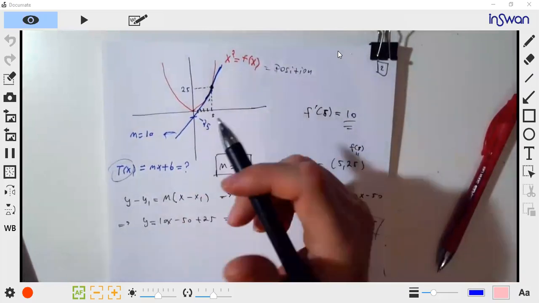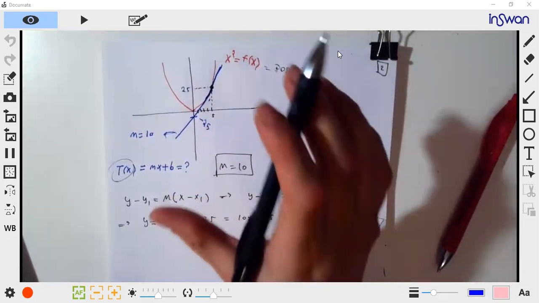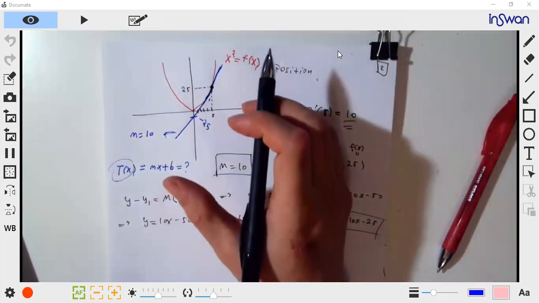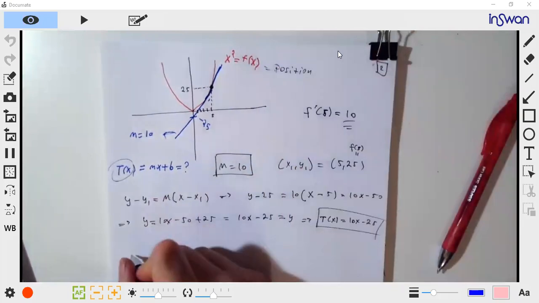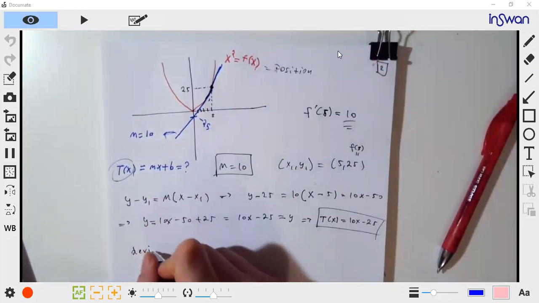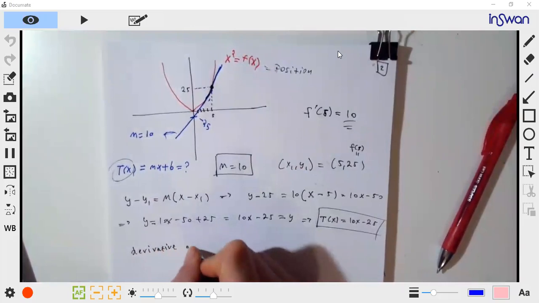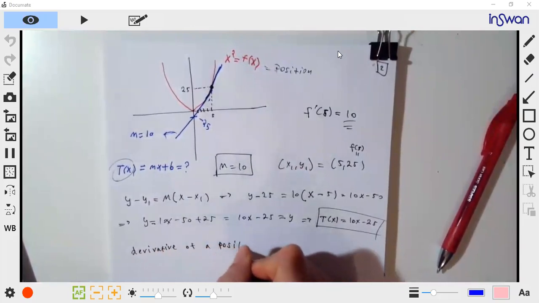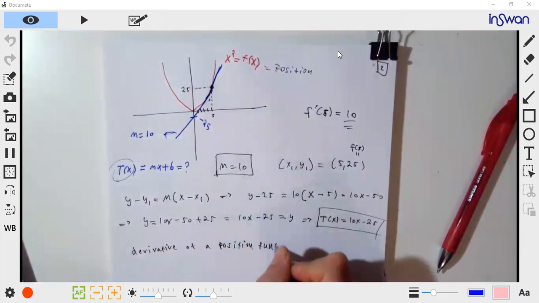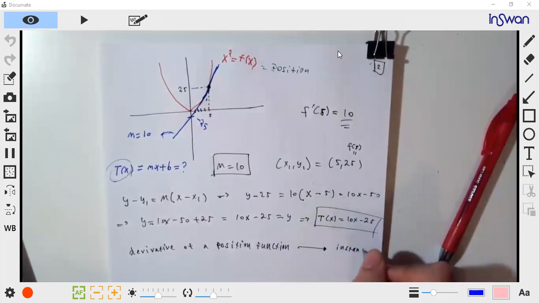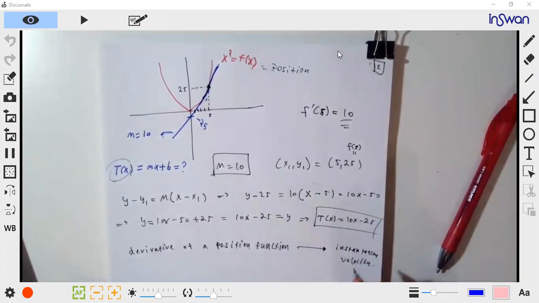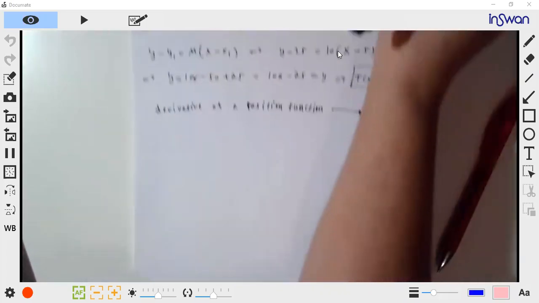So keep that in mind, that if our functions represent positions, then we take the derivative of them, then they represent velocities. So the derivative of a position function gives you instantaneous velocity. Don't forget that. That's very important.